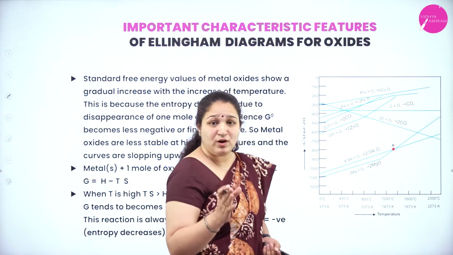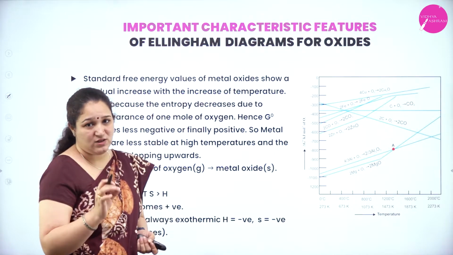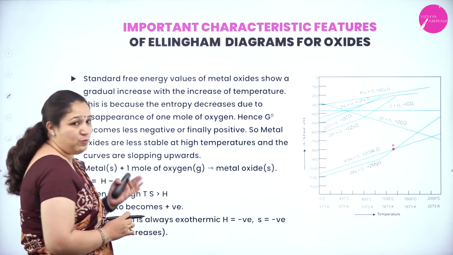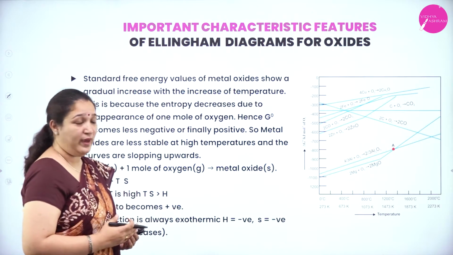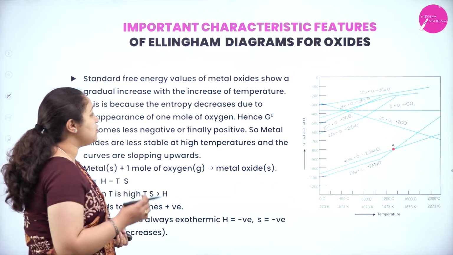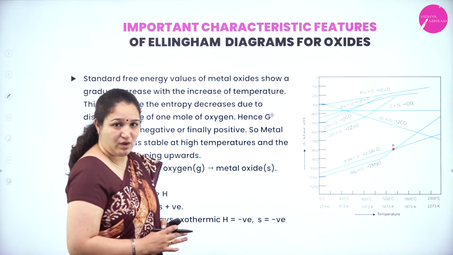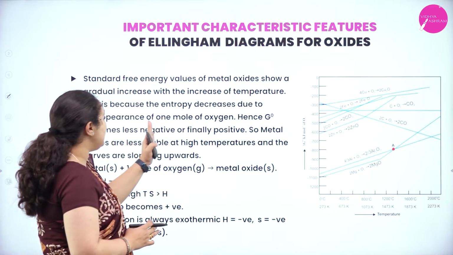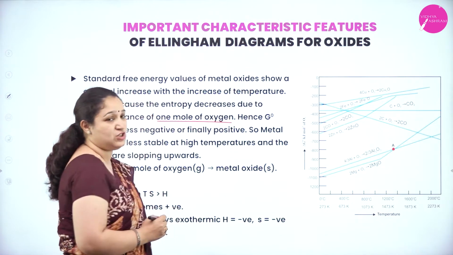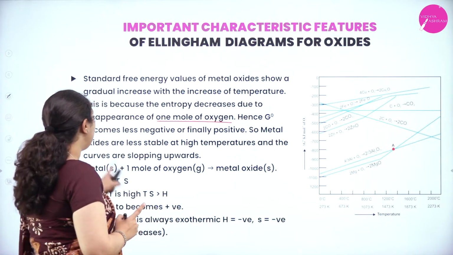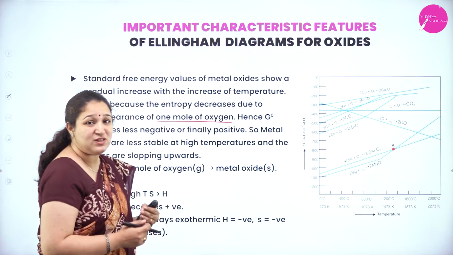So, what are the important characteristic features of Ellingham diagram for the oxides we need to understand? So, I will just read up one by one points and I will explain to you all so that there will not be any confusion, okay. So, standard free energy values of a metal oxide show gradual increase with the increase in temperature. Okay, and it is because the entropy decreases due to the disappearance of 1 mole of oxygen. Hence, delta G naught becomes less negative or finally positive as the temperature is increasing.